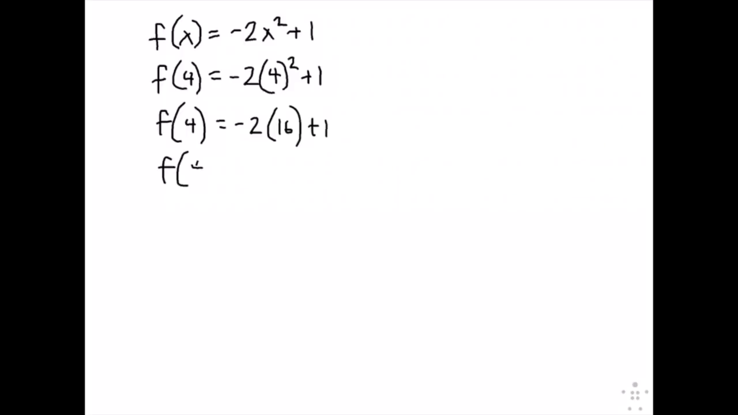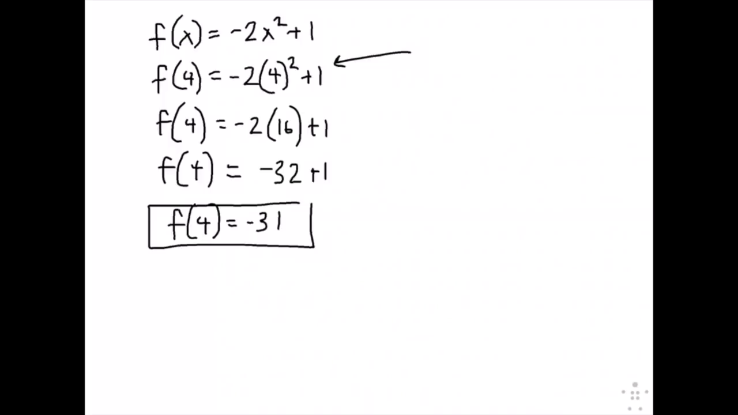So f of 4 equals -32 plus 1. f of 4 equals -31. So again, in this step, make sure when you substitute in, you use parentheses around what you're substituting. You'll make fewer mistakes.